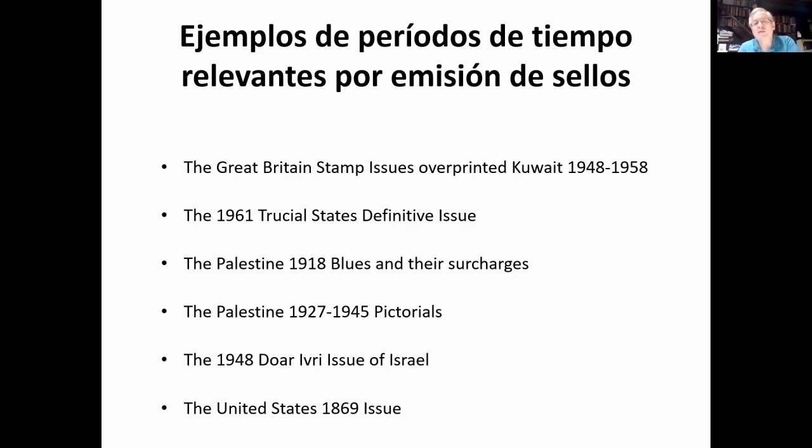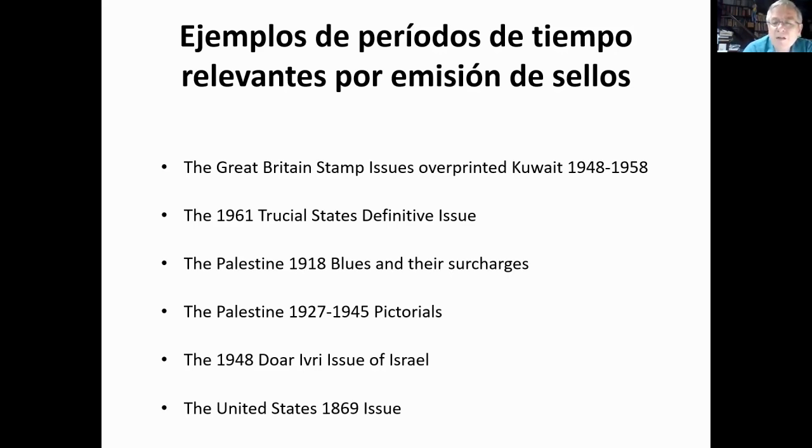If we look at the Palestine Blues, again, this is basically two stamps and their surcharges, a very narrow time period, a very narrow group of material. The pictorial issues between 1927 and 1945, on the other hand, represents a much longer time period. It represents different printings, different papers. It is a much broader scope and is obviously only appropriate for a multi-frame exhibit.